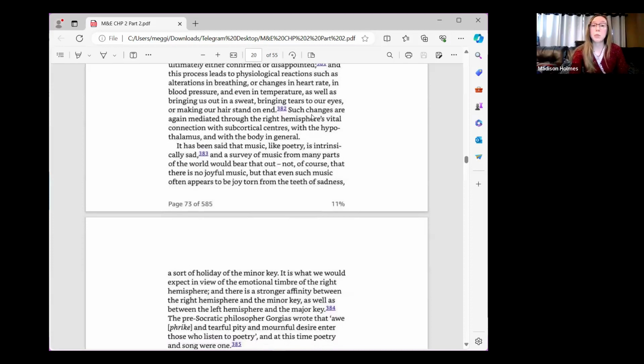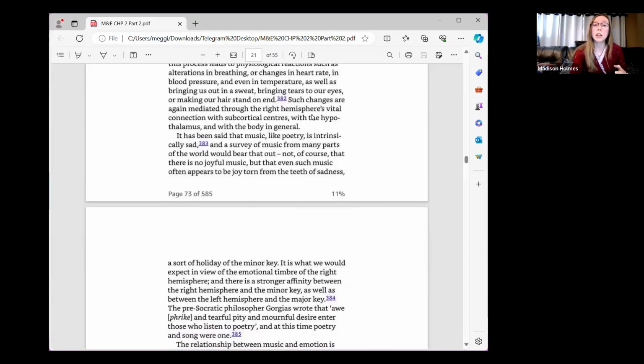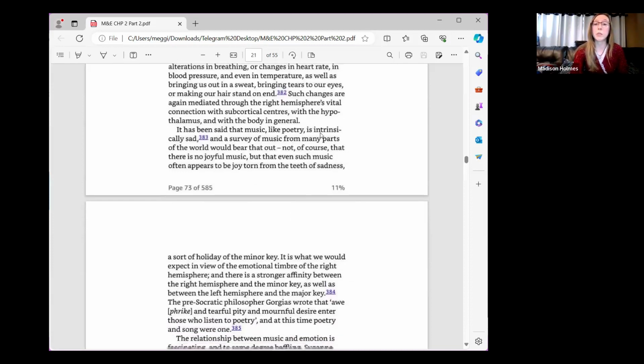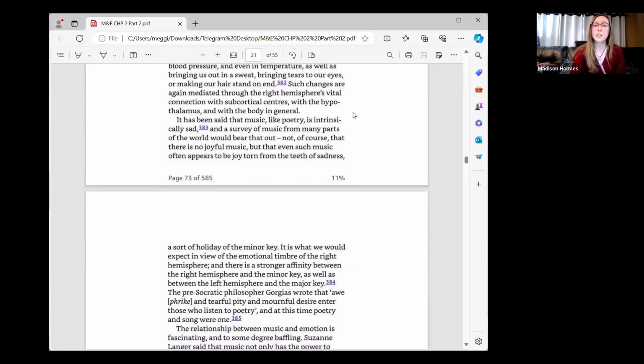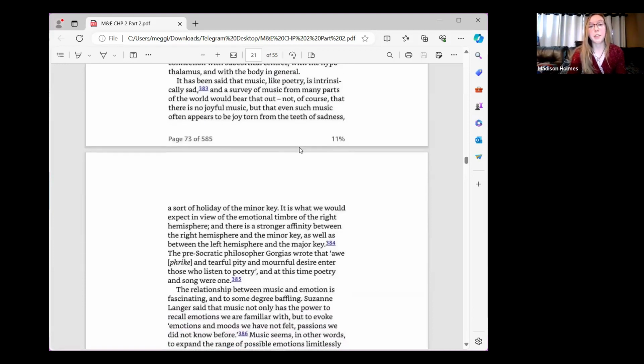Changes in heart rate and blood pressure and even in temperature, as well as bringing us out in a sweat, bringing tears to our eyes or making our hair stand on end. Such changes are again mediated through the right hemisphere's vital connection with subcortical centers, with the hypothalamus, and with the body in general.